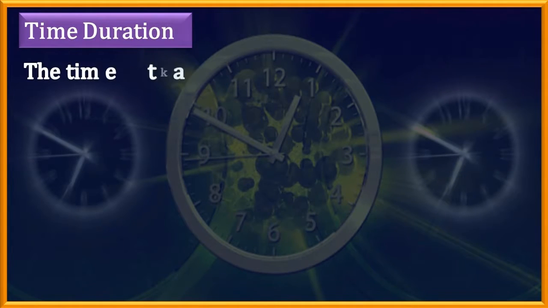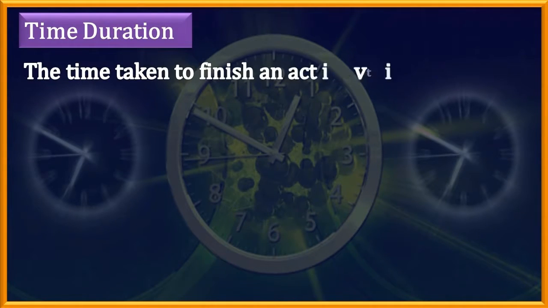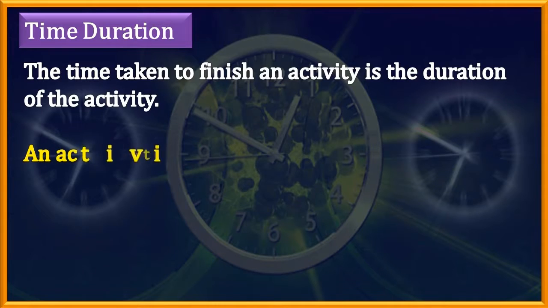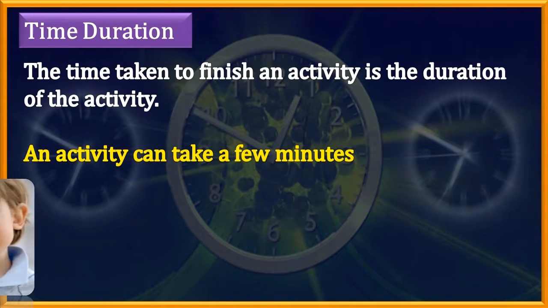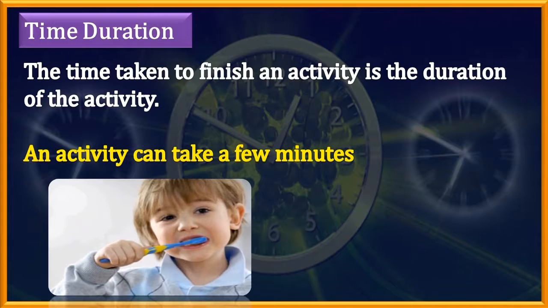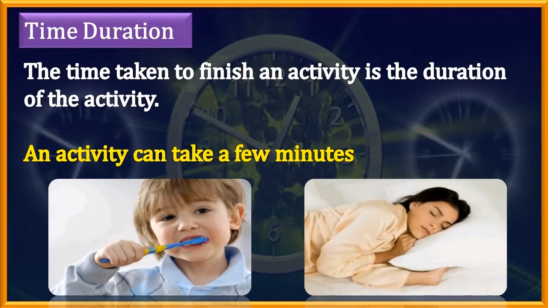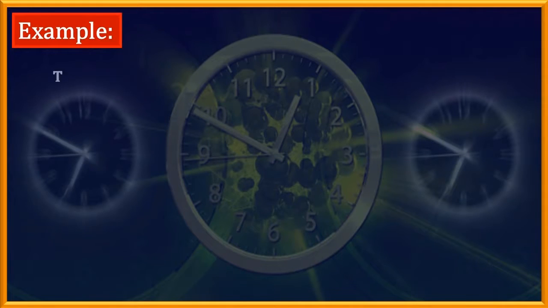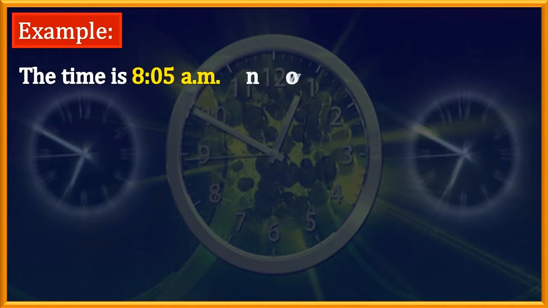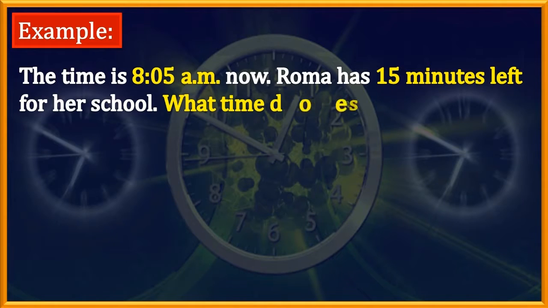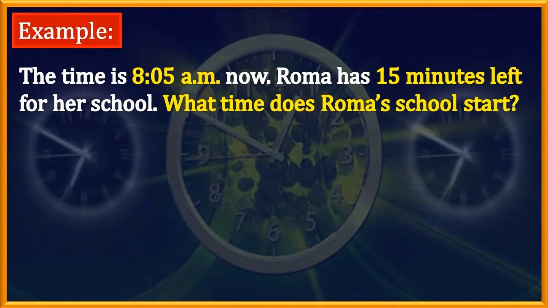Time duration. The time taken to finish an activity is the duration of the activity. An activity can take a few minutes, like brushing your teeth, or it can continue for hours, like sleeping. For example, the time is 8:05 a.m. now. Roma has 15 minutes left for her school. What time does Roma's school start?